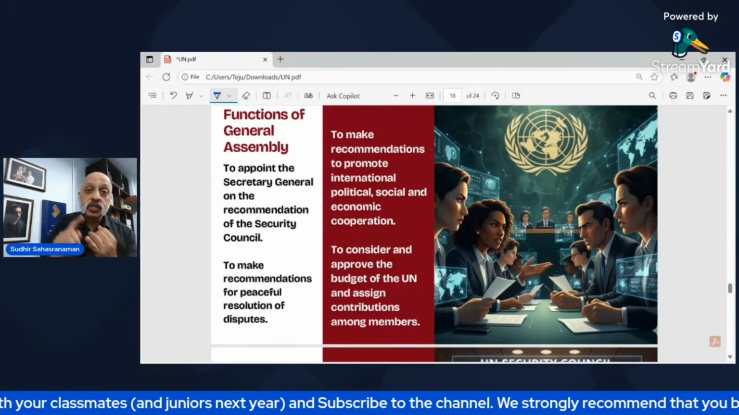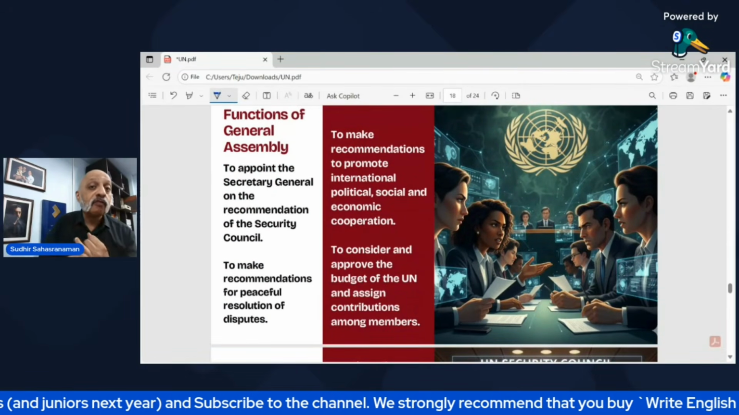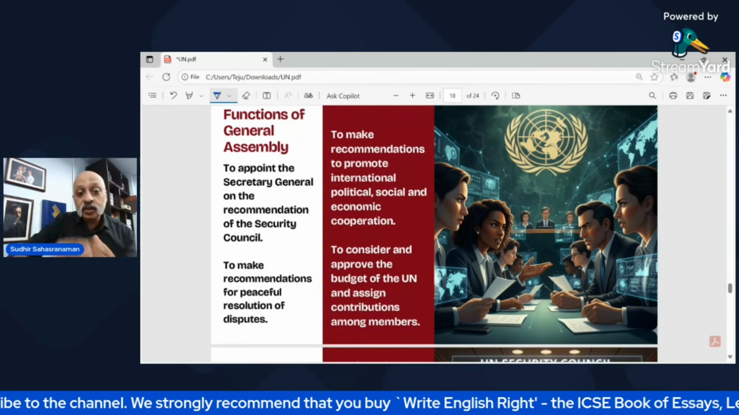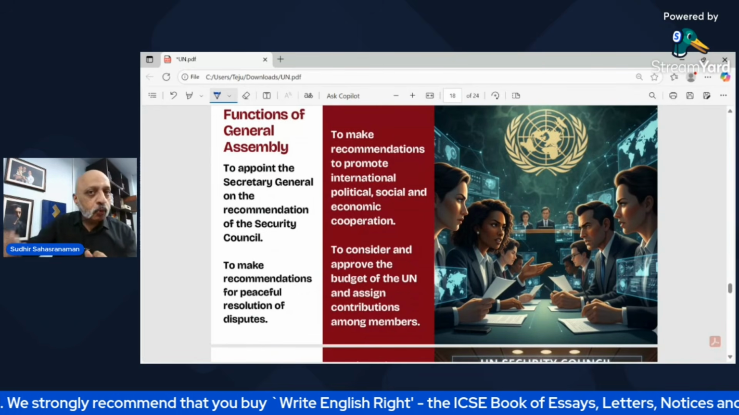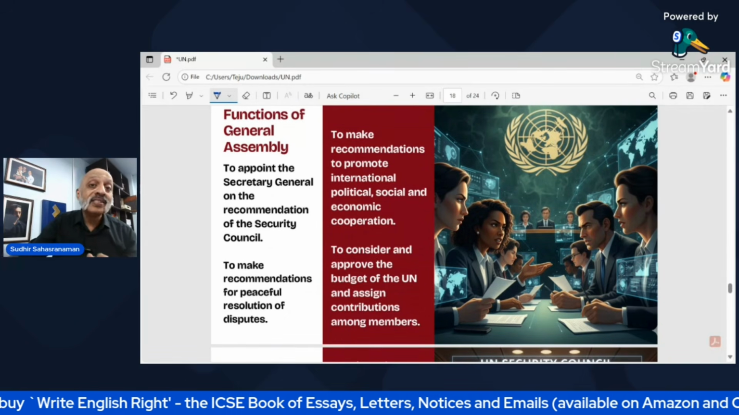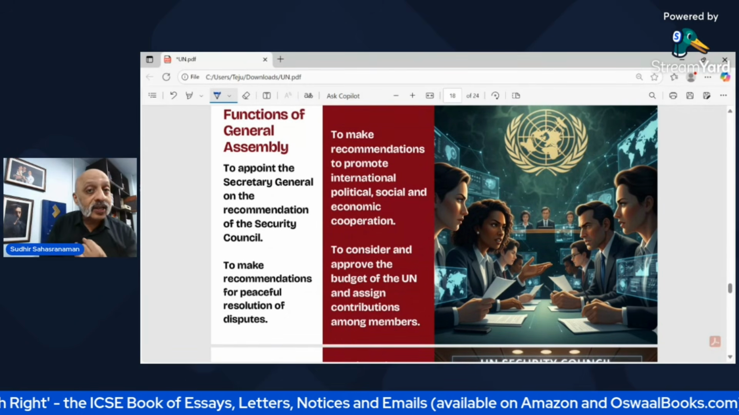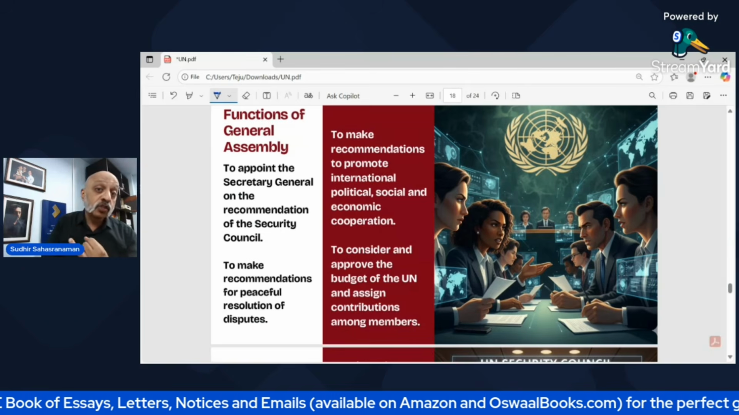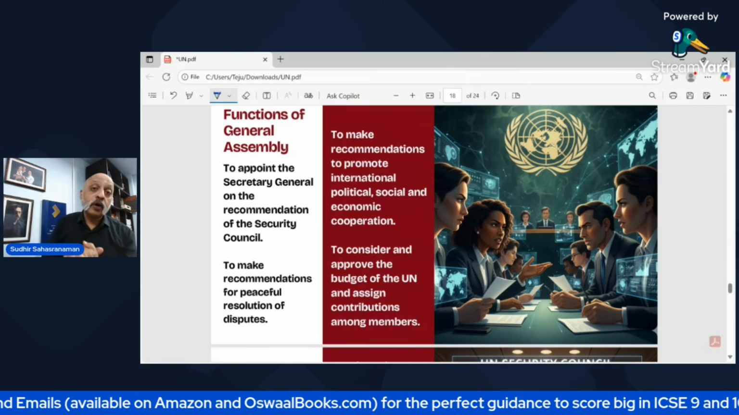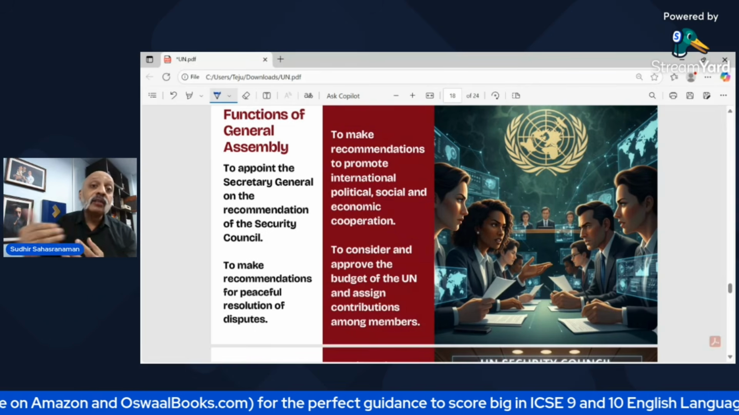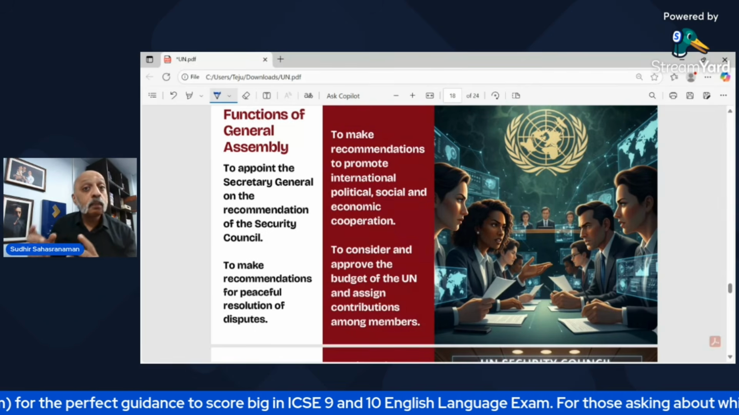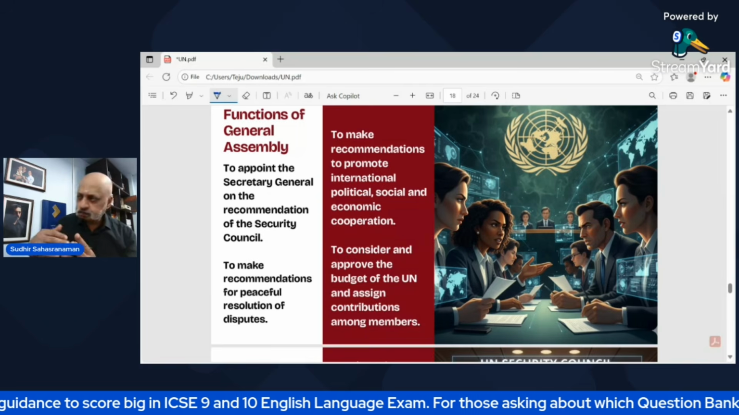There are many functions, but I'm highlighting the four main ones. So if you get a question of 3 marks, you include these four, but in your book, you can read more which are there, which are not so important, but these are the more important ones. To appoint the Secretary General on the recommendation of the Security Council. Security Council will recommend that this person can be appointed as a Secretary General, and then the General Assembly will appoint. It will also make recommendations for peaceful resolution of disputes.